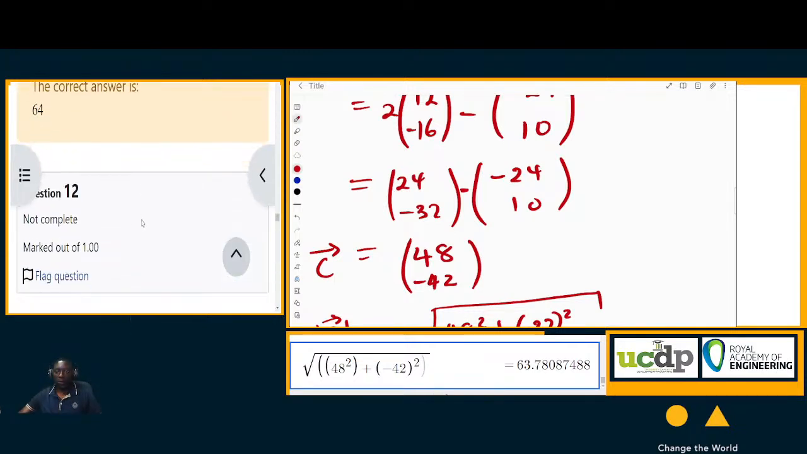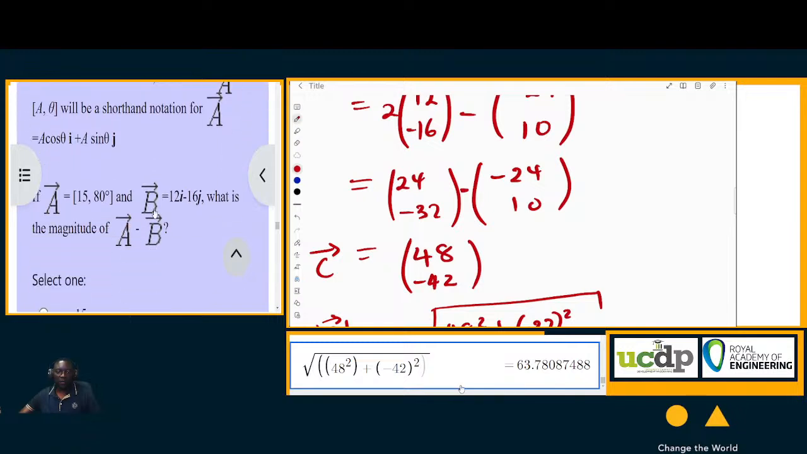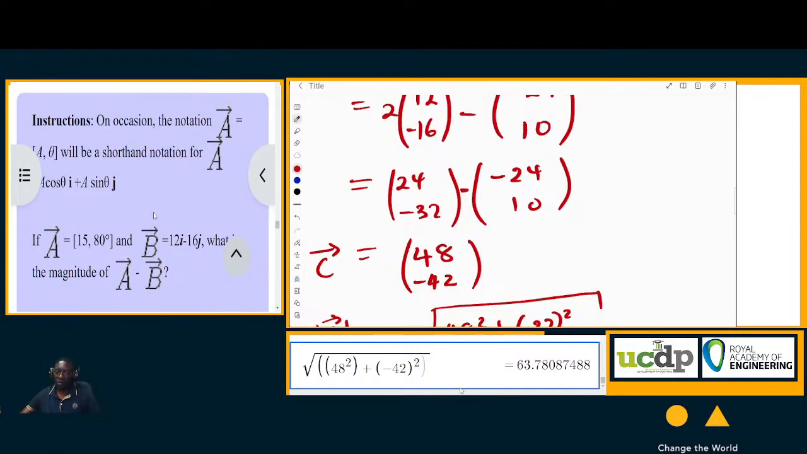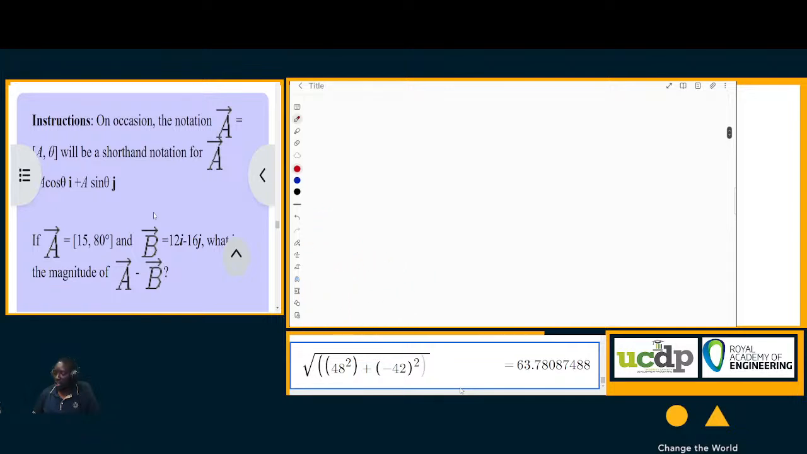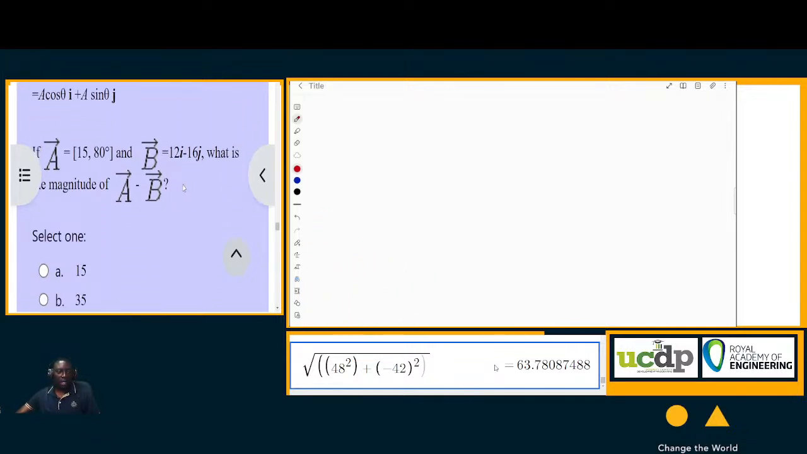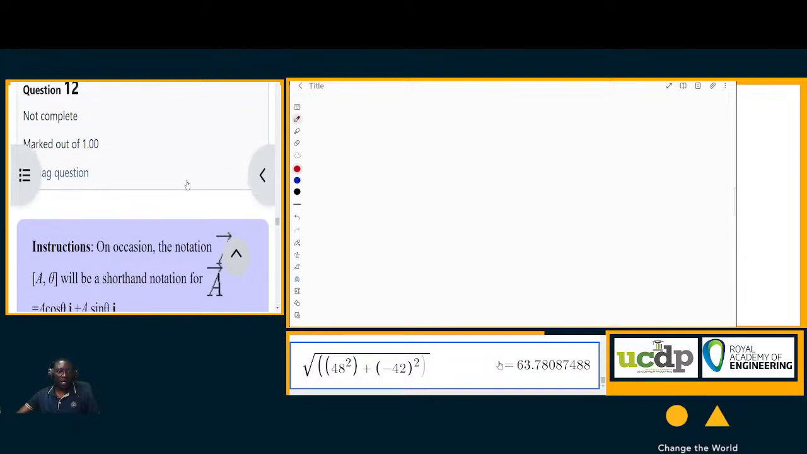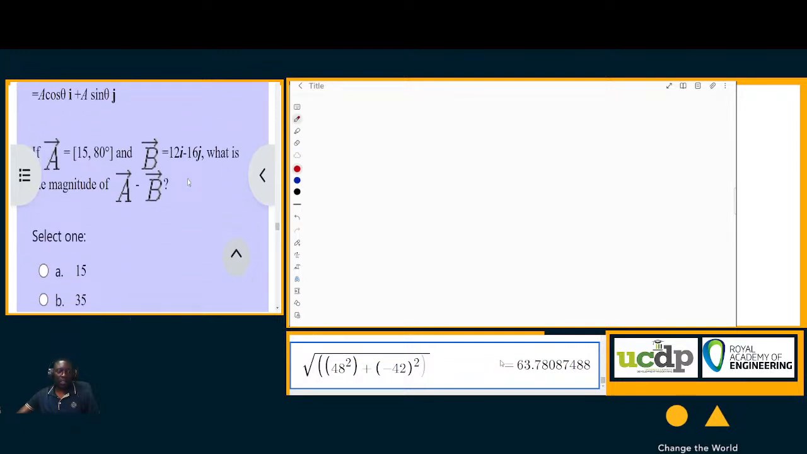That's 64. So that's quite simple with vectors. You just have to be careful to make sure your components are copied correctly. Avoid the error that I just did in this question. And question number 12 has got vectors again.